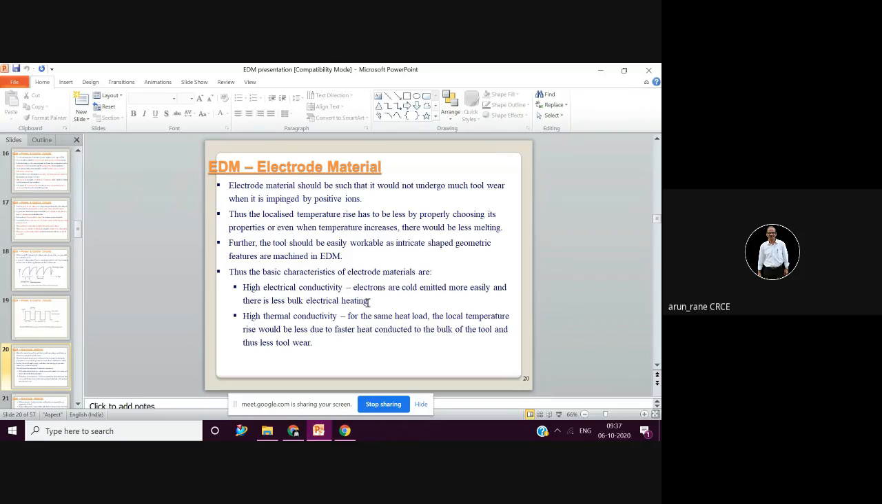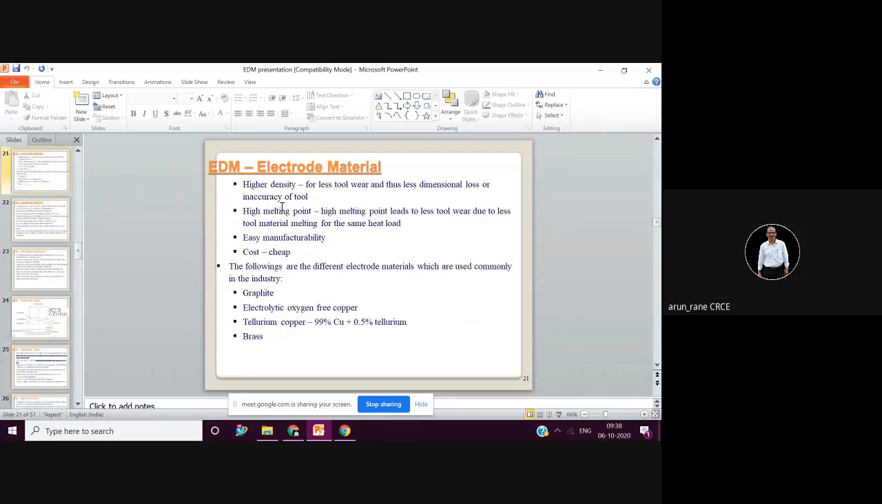So what are the characteristics? Again, important from the examination point. Describe the characteristics of the electrode material, short note. Obviously, it should have high electrical conductivity, high thermal conductivity, because you are seeing that the temperatures involved are in the range of 10,000 degrees Celsius. So it should have good thermal conductivity, good electrical conductivity.